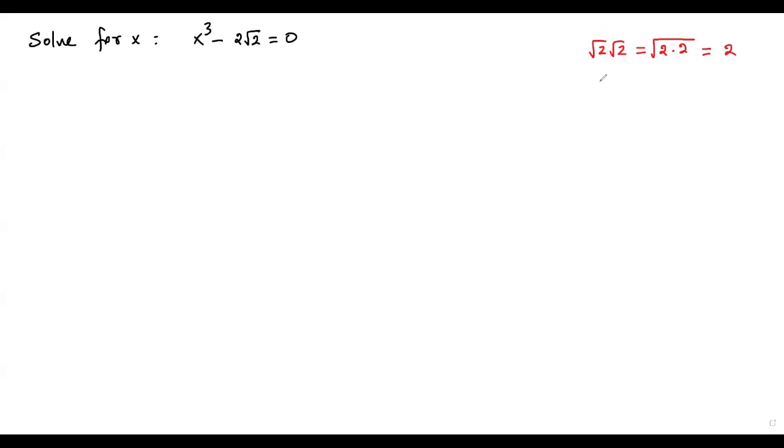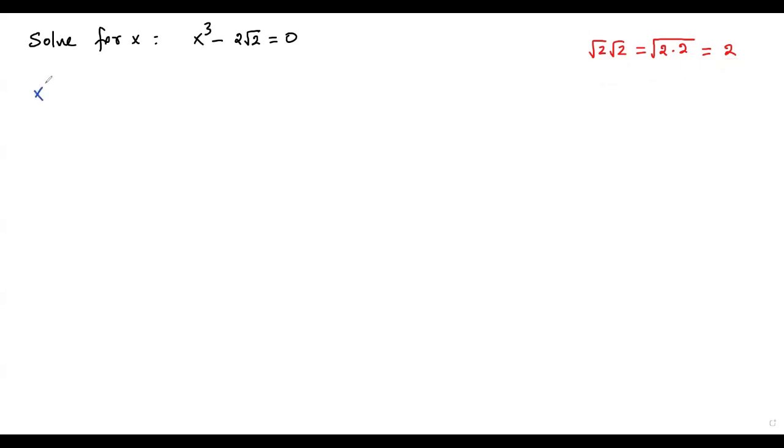Not only for square root of 2 times square root of 2, even if you have square root of 3 times square root of 3, it will result in 3. So we know that 2 can be written as square root of 2 times square root of 2, because this is equal to 2. Now I'm going to apply this in our problem. Let me consider the equation over here.